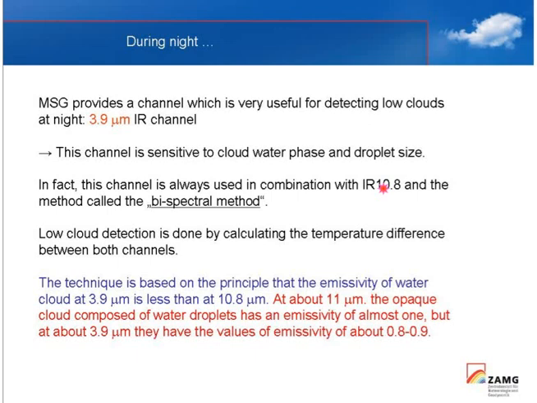Usually if you take the temperature difference between those two channels, it is somewhere in the range between 0 and 10 degrees. And here is an explanation of how the technique works. It's principally based on the fact that the emissivity of water cloud is different at 3.9 and at 10.8. At 3.9 the emissivity is a little bit less, 0.8 to 0.9, compared to 10.8, or around 11 micrometer, where the emissivity of the water droplets is around 1.